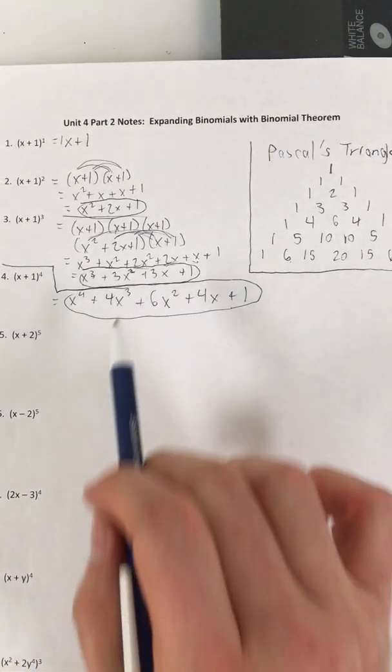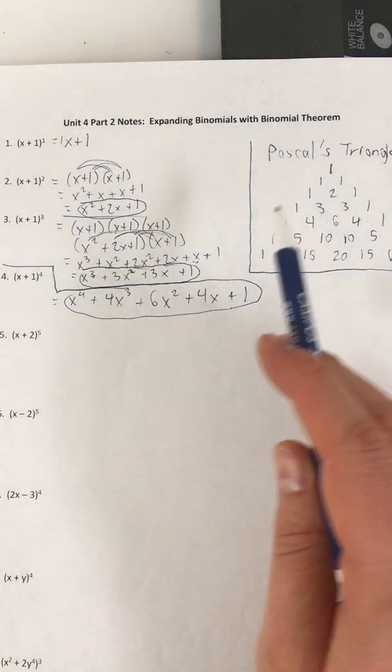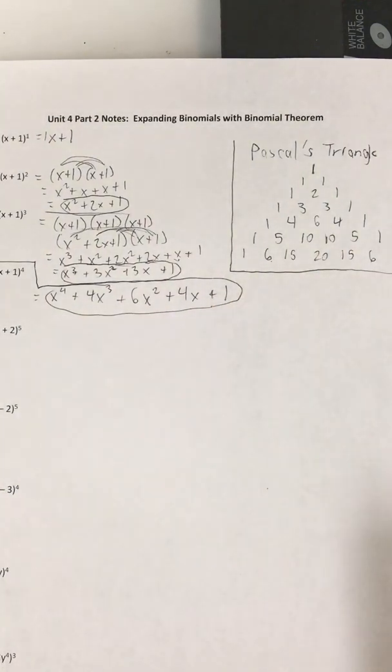All right, that's the same answer you get if you took all this stuff and multiplied it by another x plus 1. So this Pascal's triangle, it's a shortcut. It is a quick way of expanding these binomials. That's why it's called the binomial theorem, right? It's the theorem that lets you do this.